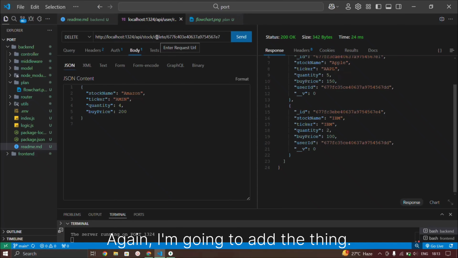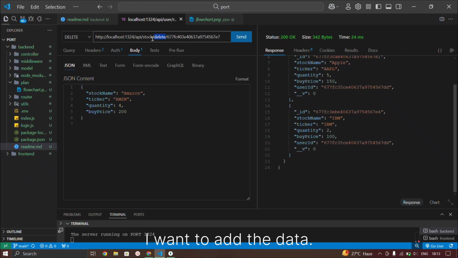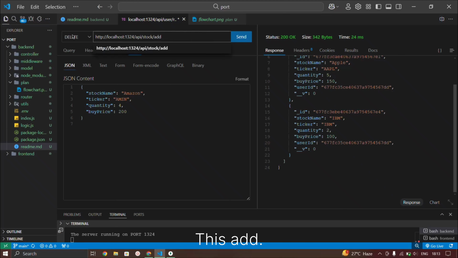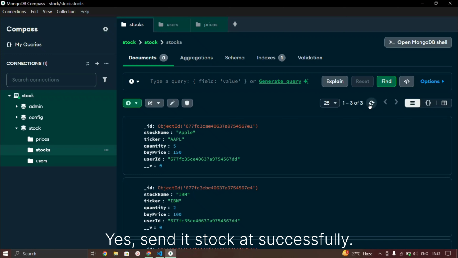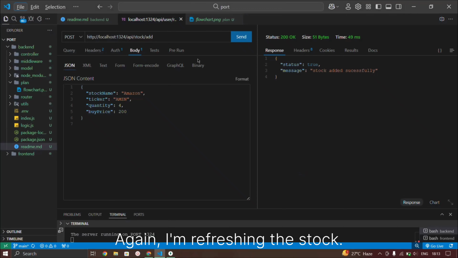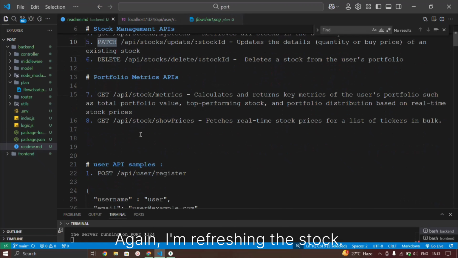Again, I'm going to add the stock to the database. Add, and just a POST request. Yes, send it. Stock added successfully. Again, I'm refreshing. The stock is present here. And next, all these APIs are completed.